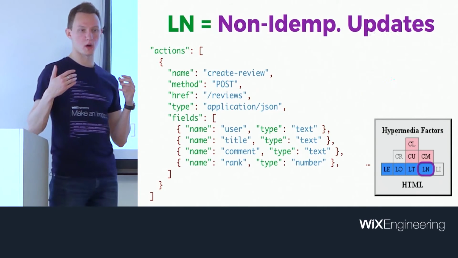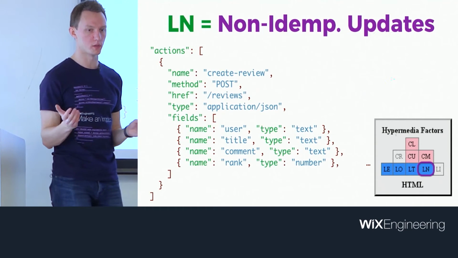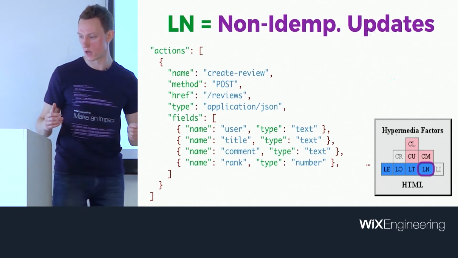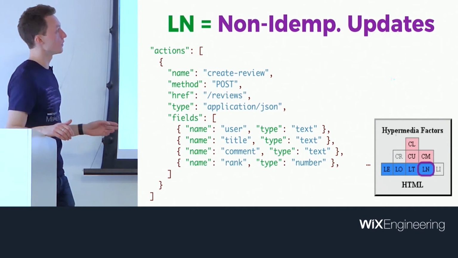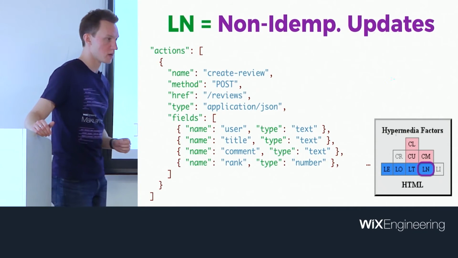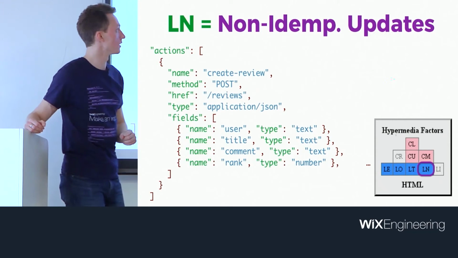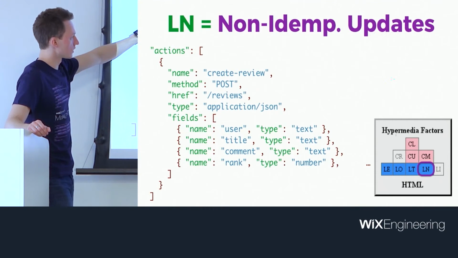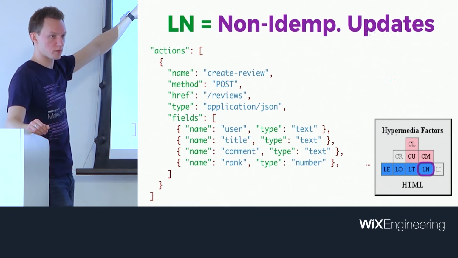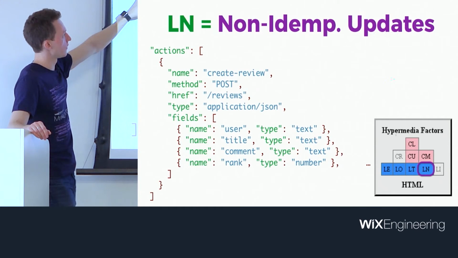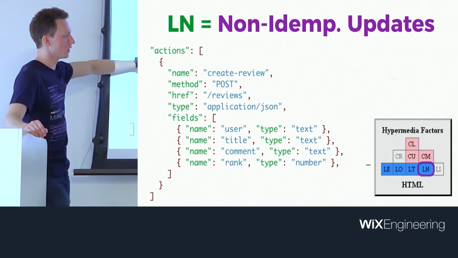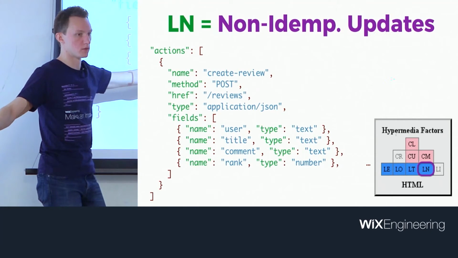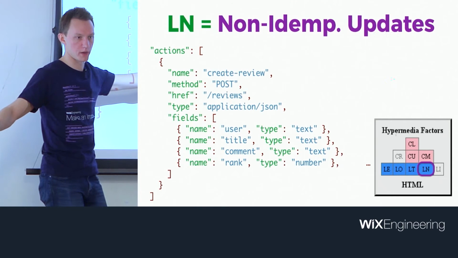There are also other hypermedia factors like non-idempotent updates or idempotent updates. The example that you see here is using a hypermedia type which is called SIREN, Structured Interface for Representing Entities. And in here you have fields. For instance, this is a creation of the review. This is our example with the Trump API. So we create a review and we enumerate the fields which are needed. And we also say what type of fields are there.